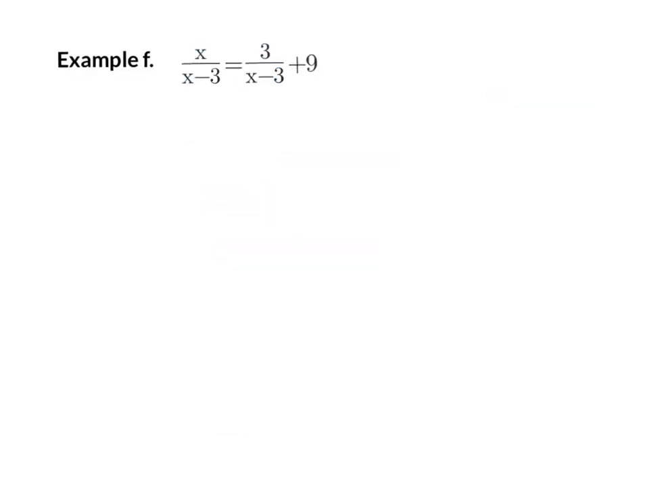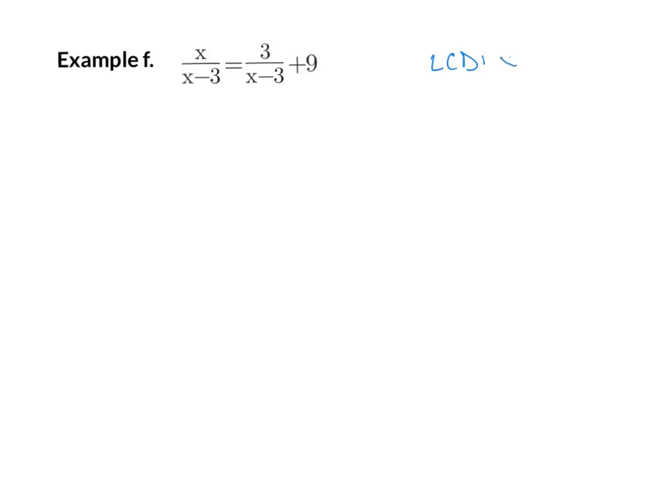If you're following along with the paper notes, I'm going to go a little bit out of order. I'm going to skip over to example F. Example F, we have x over x minus 3 equals 3 over x minus 3 plus 9. All right, so in order to do this problem, one of the first things we notice that's a little bit different is our denominators are now binomials, but we're still going to treat it the same way. We want to start by identifying the LCD. So what is our least common denominator?